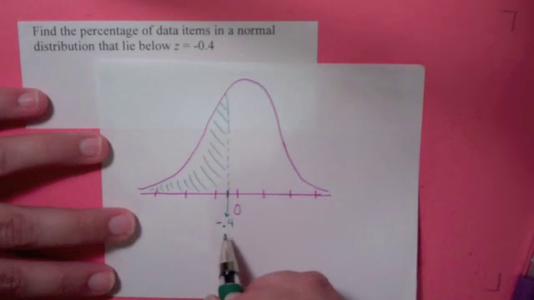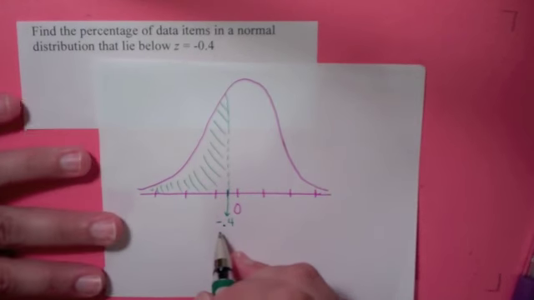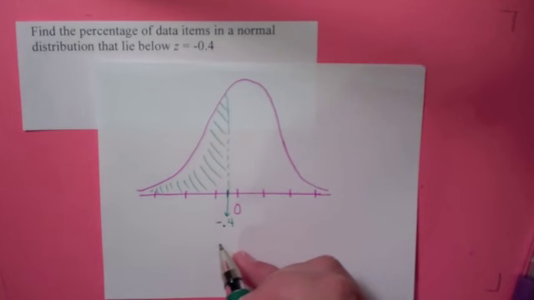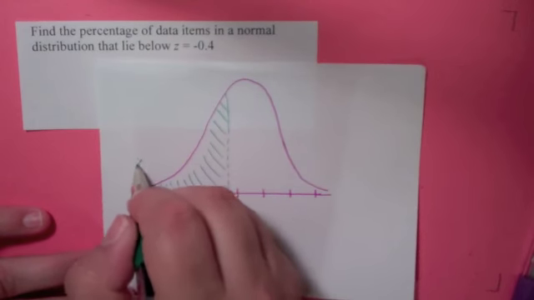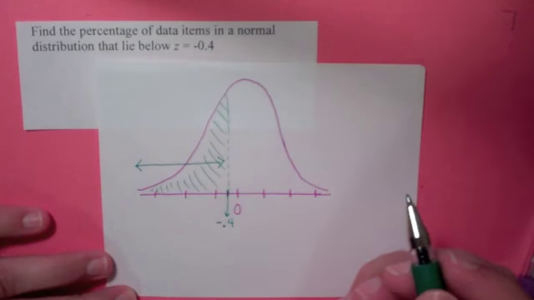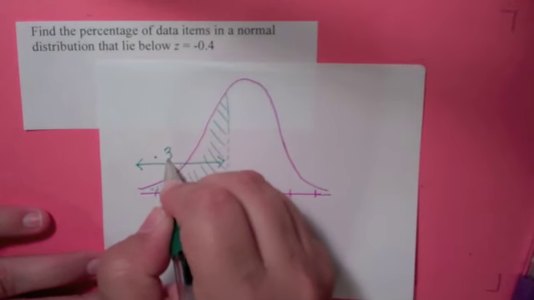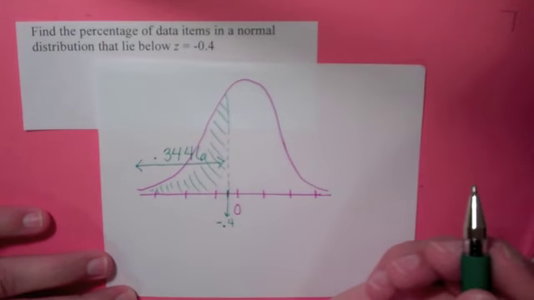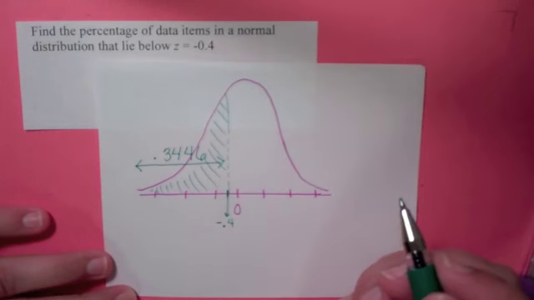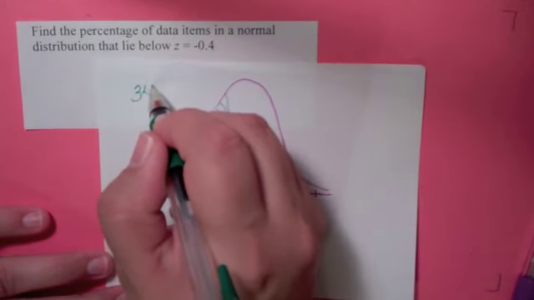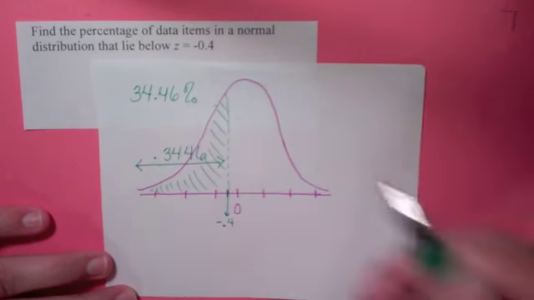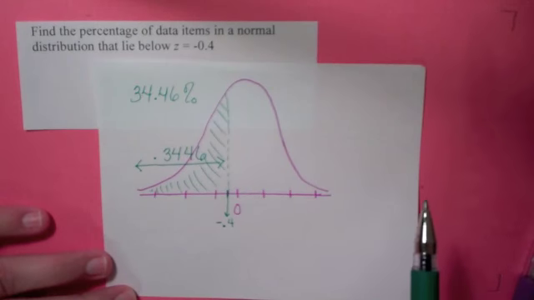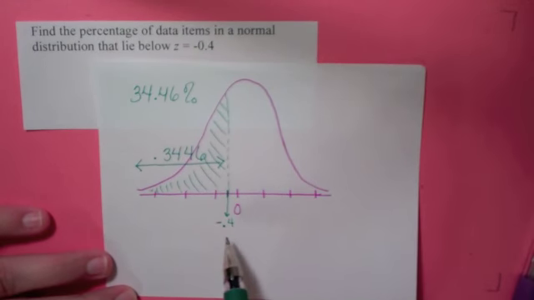Okay. All right, since this is a z-score, it's negative. I'm going to look it up in my table in my book, and if I look up z equals negative 0.40, the book tells me that the area to the left of this data point is 0.3446. And this number as a percentage is 34.46%. So 34.46% of the data lies below negative 0.4.